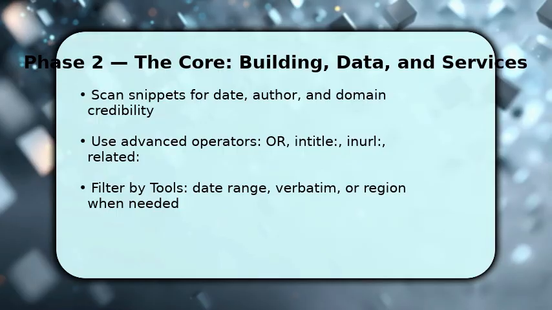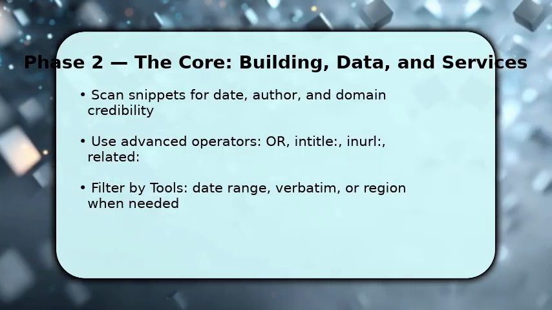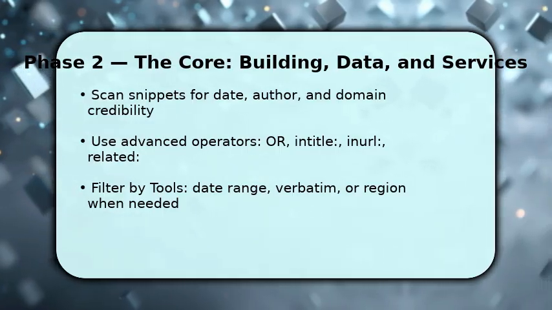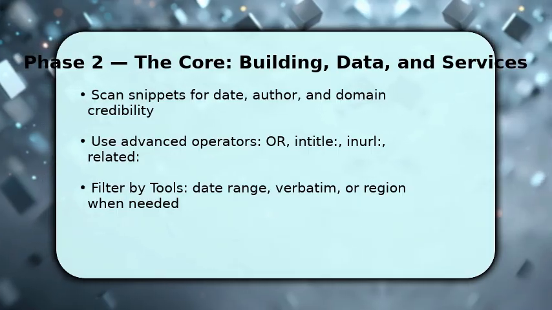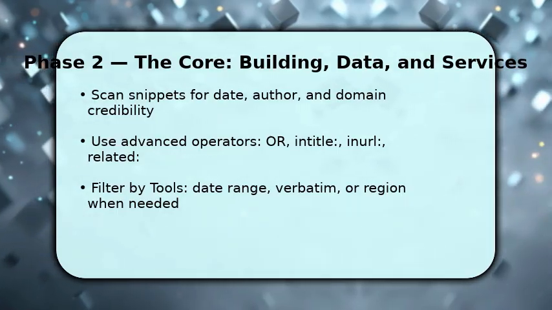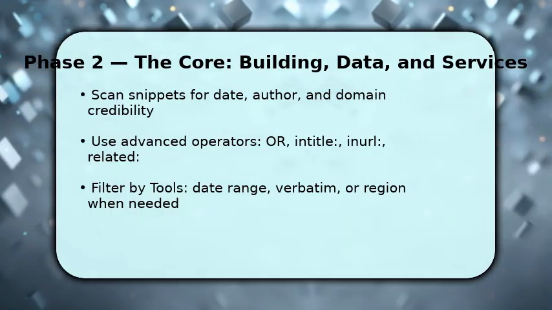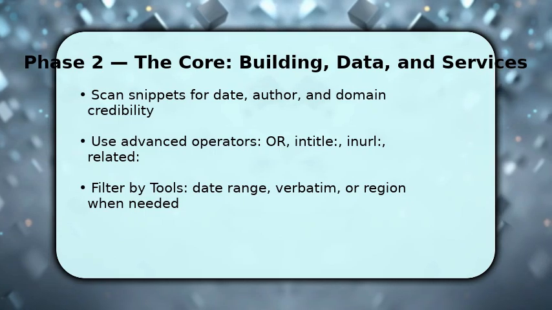Use operators like or in title to broaden or tighten coverage and try related to discover similar sites. Make sure to apply search tools, date ranges, verbatim mode, or regional filters to focus the set. This middle stage converts a rough list into a short list you can actually use.